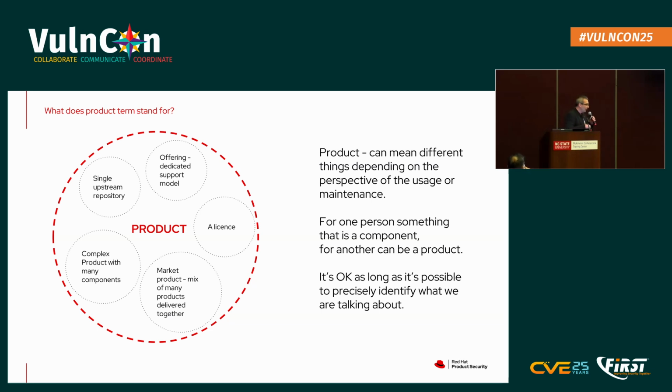I was told that a product is a single license. Another team told me that a product is an offering which is associated with a dedicated support model. Another team told me that a product is a single upstream repository that is used at Red Hat. Another team told me that a product is a complex product with many components, packages, dependencies, and this is the product because we build it. At the end, I heard also that a product is a marketing name, a market product name, which is a combination of many products together shipped as one thing to the customer.